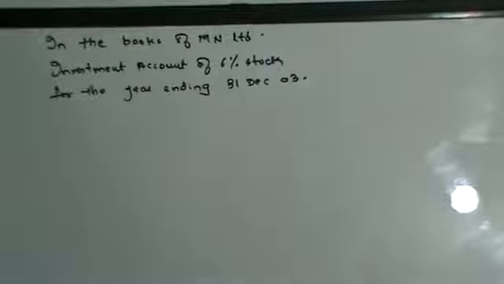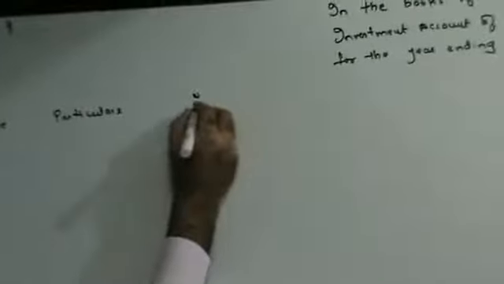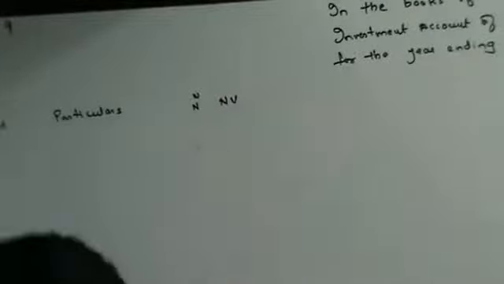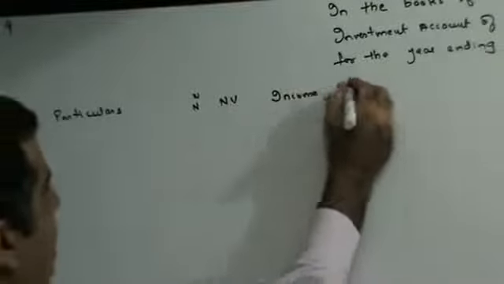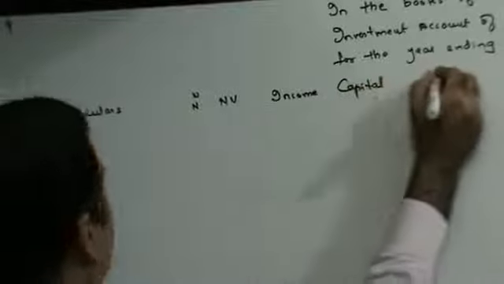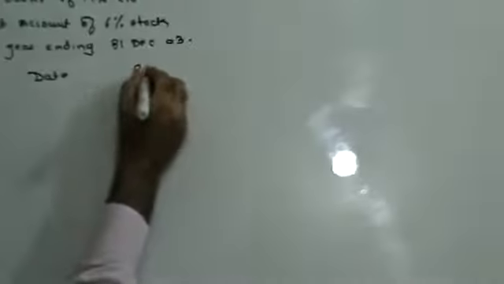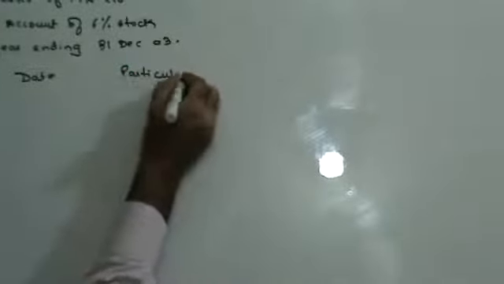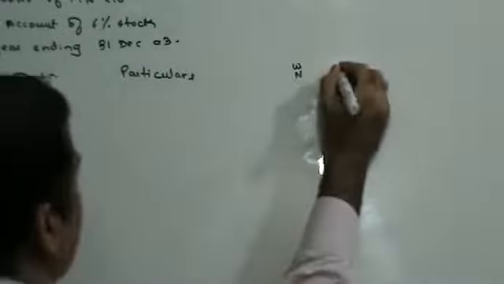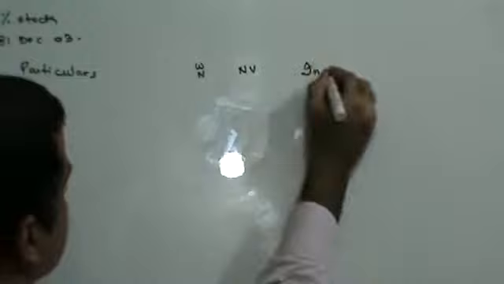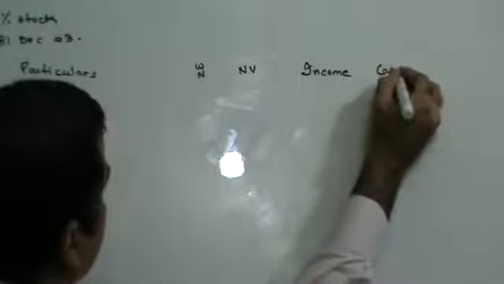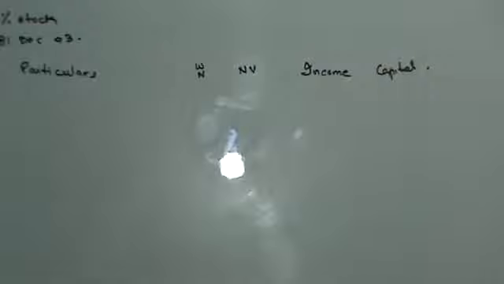Now let's see this: date, particulars, working note, nominal value, income, capital. Date, particulars, working note, nominal value, income, capital. Right, let's start with the sum.